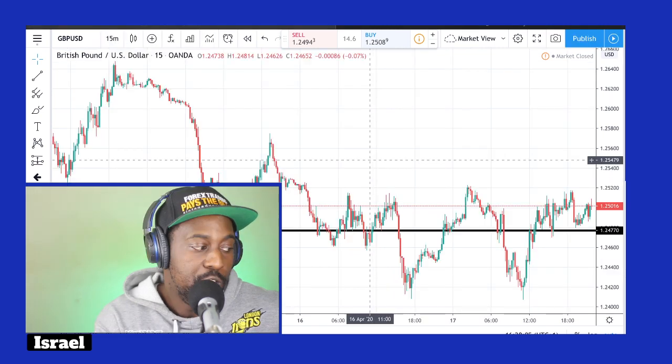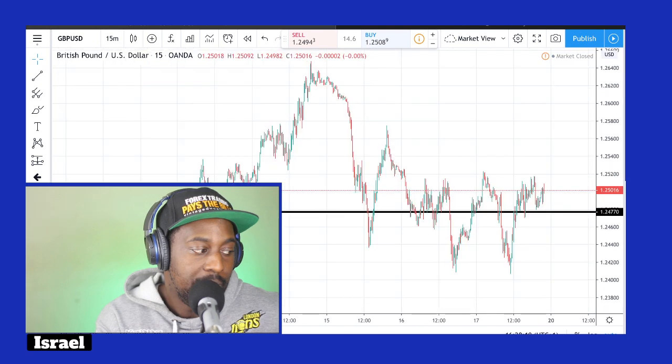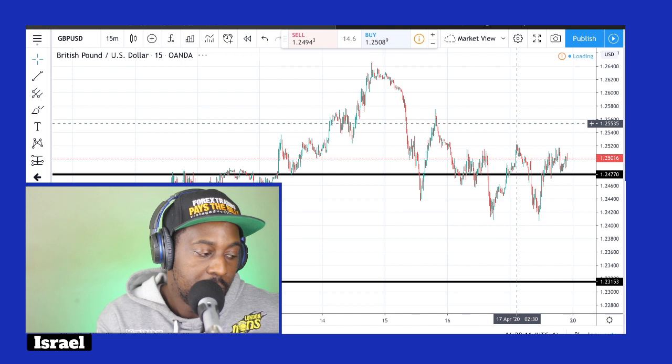So as we look at this, let's zoom out a little bit. These are the same black lines, right? This top line here is the same black line we were just talking about previously.